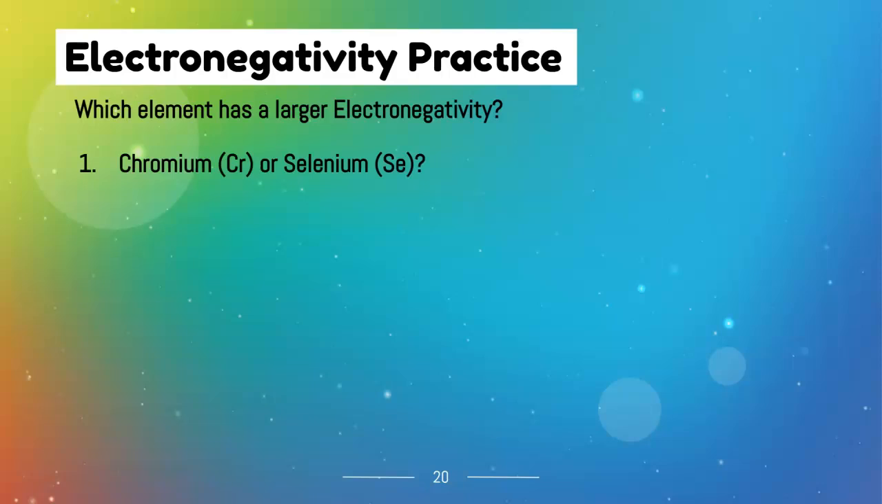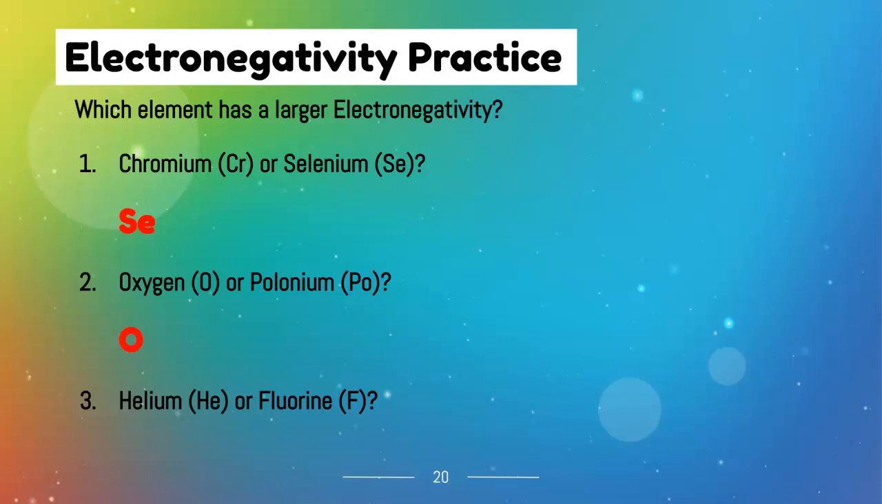Chromium or selenium? Selenium. Selenium is way closer to having a full valence shell than chromium. It's way further to the right on the periodic table. Oxygen or polonium? Oxygen. Oxygen is much further up than polonium, so it's much closer to being able to fill that valence shell.